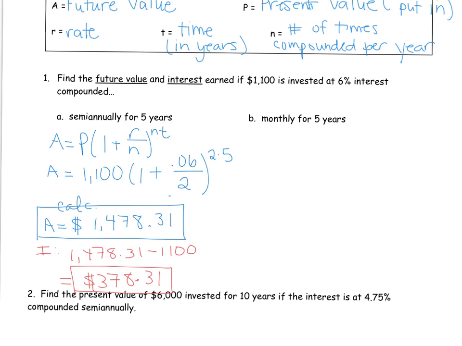Okay, monthly for 5 years. A equals P times the quantity 1 plus r over n, raised to the nt. Same problem, just working with monthly instead of semi-annually. A equals 1,100 times the quantity of 1 plus 0.06 divided by 12. Since we're doing this monthly, this is more how your bank account is figured out. Then to the 12 times 5 years. Once again, at this point, I'm ready to plug it in my calculator. Just be very careful.